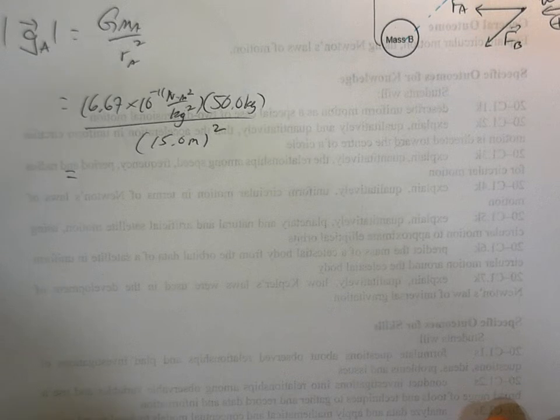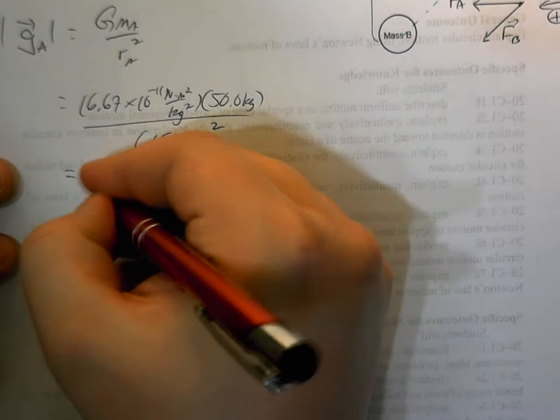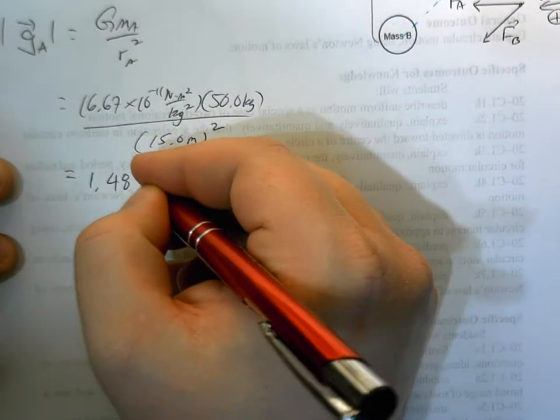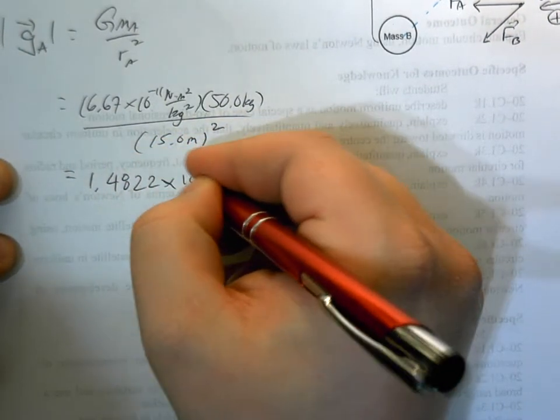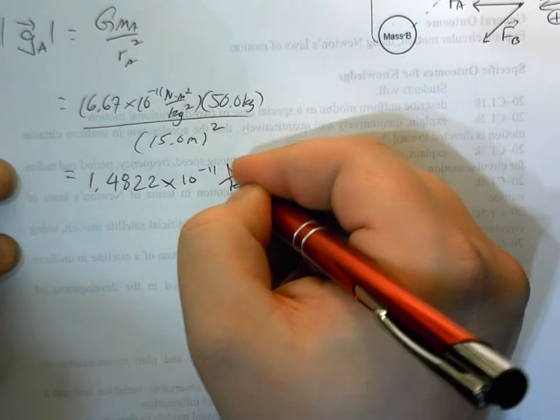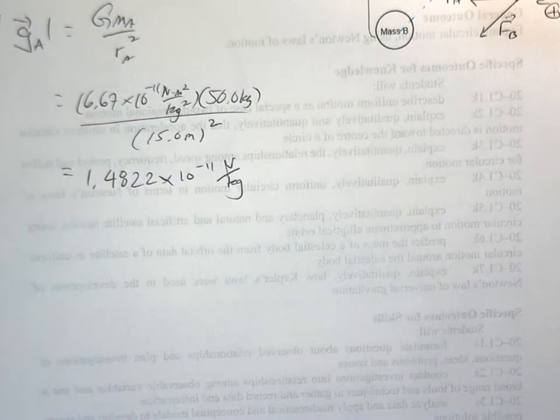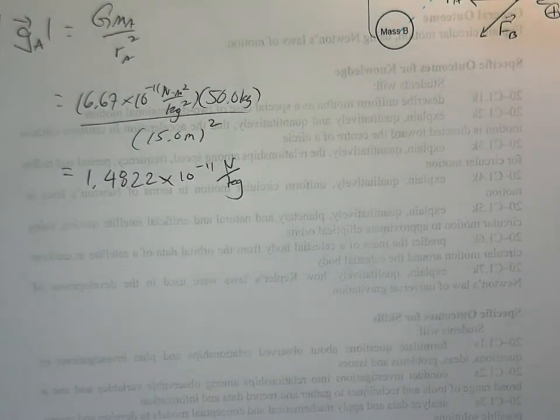So let's put that in the old calculator here. So what are we getting for this? We are going to get something like 1.4822 times 10 to the minus 11 newtons per kilogram. So we'll hold on to that one. We're not quite done with that yet. We will put that in our back pocket for the moment.